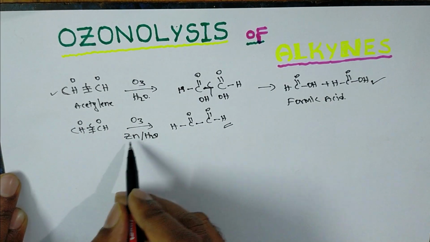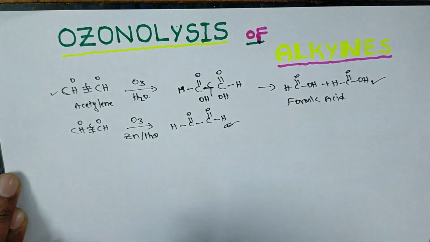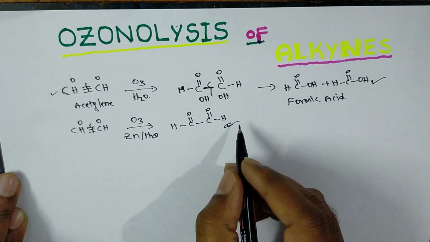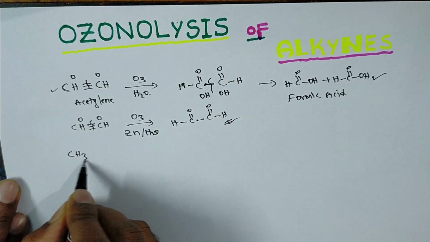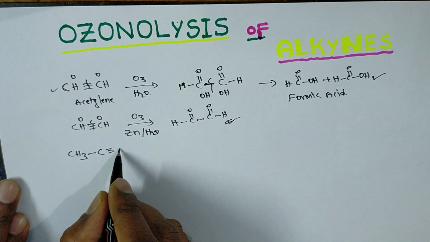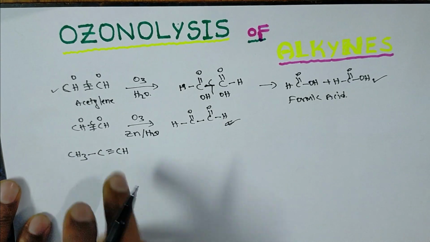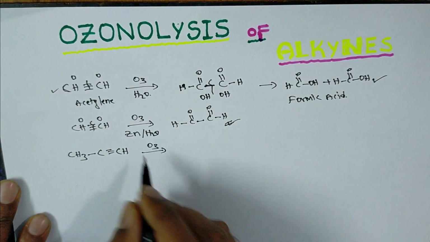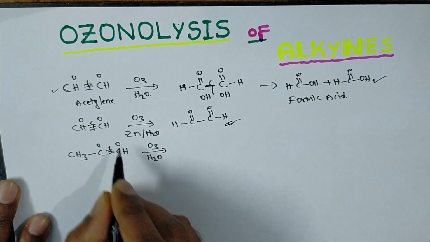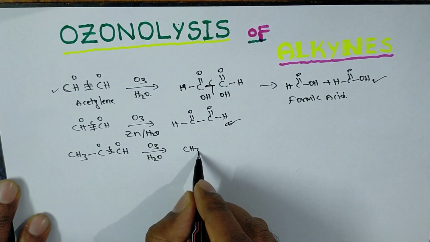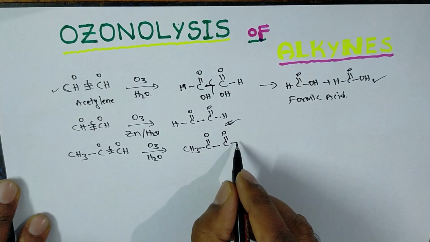But coming to the second reaction, when ozone reacts with acetylene in the presence of zinc and water, this is called reductive ozonolysis. Take another example. Suppose we take CH3 C triple bond CH, propyne, and react with ozone and water. We break this bond, put oxygen, so we get the compound CH3 C double bond O, C double bond OH.